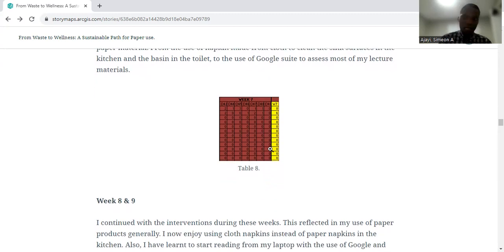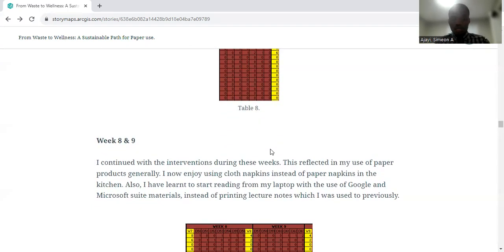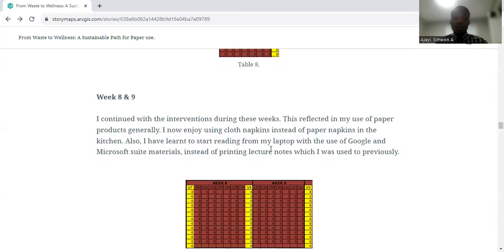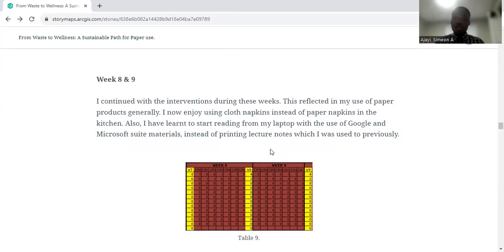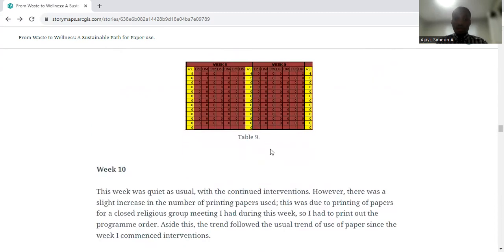Now to weeks 8 and 9. I continued with the interventions during these weeks. This reflected in my use of paper products generally. I now enjoy using cloth napkins instead of paper napkins. I was getting used to my interventions already. Also, I've learned to start reading from my laptop with the use of Google and Microsoft Suite materials instead of printing lecture notes, which I was used to previously.